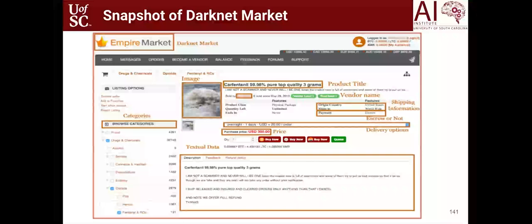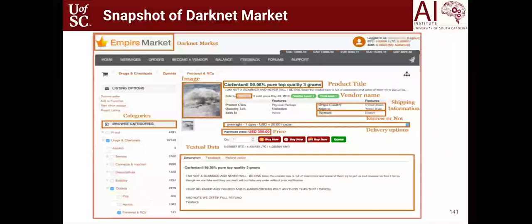Then we have the shipping information. This mentions the ship from and ship to data. The origin country gives us more information about the vendor, and then the ships-to field simply mentions the country the vendor could deliver their substance or drug to.